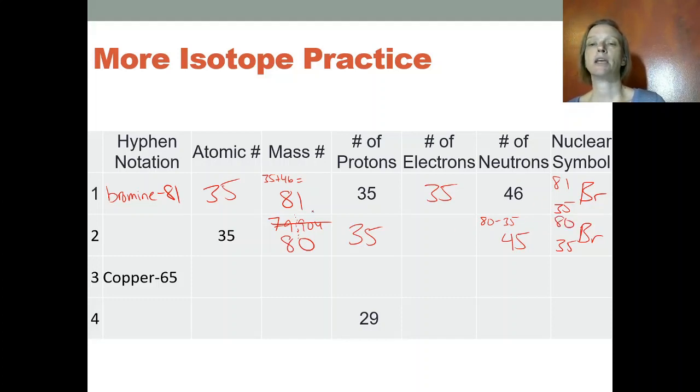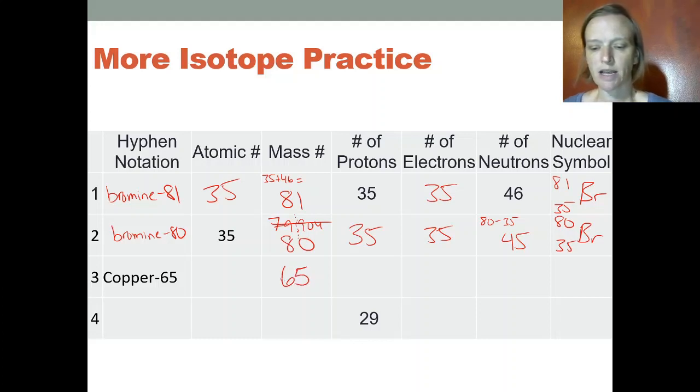So my nuclear symbol is 80. And my hyphen notation, I'm going to call this bromine 80. And the only thing I'm missing now is the number of electrons, and that is 35 electrons, same as the number of protons. Copper 65. If I'm given copper 65, then I know that my mass number is 65. I do need to look on my periodic table to see that copper has the atomic number of 29. So I know I have 29 protons in my copper.